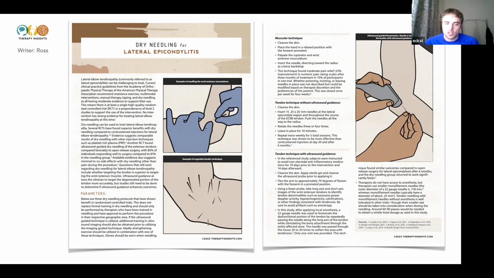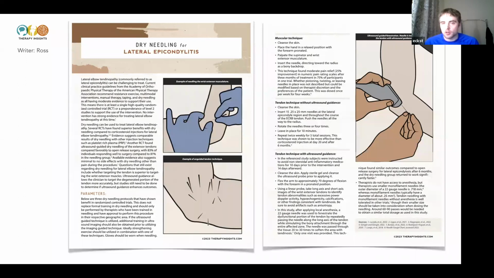So I outlined 3 protocols that can be used for dry needling. I also put in there that this isn't supposed to really replace training in dry needling. So you want to have training in dry needling, and if you do ultrasound guided dry needling, then you also want training in ultrasound imaging before you do it. But this can just give you some ideas as to what has worked in the research.